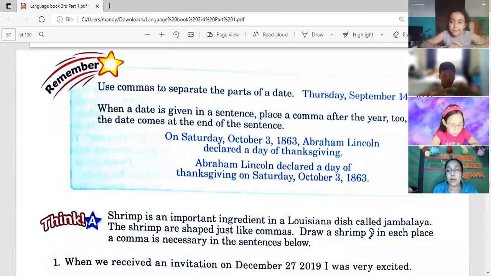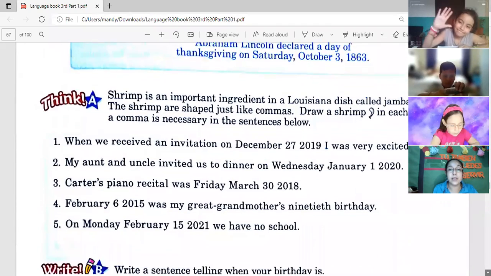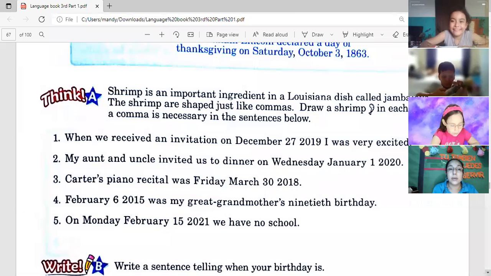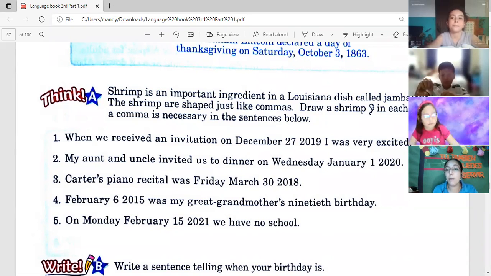Yes? Okay, now let's start. For example, this one: Shrimp is an important ingredient in a Louisiana dish called jambalaya. The shrimp are shaped just like commas. Draw a shrimp in each place a comma is necessary in the sentence below. Compara un camarón con una coma. Le vamos a dibujar un camarón a cada una de estas oraciones, un pequeño camarón.